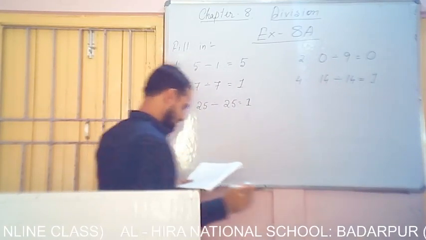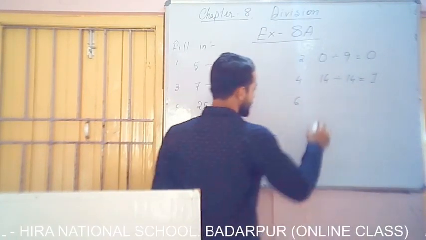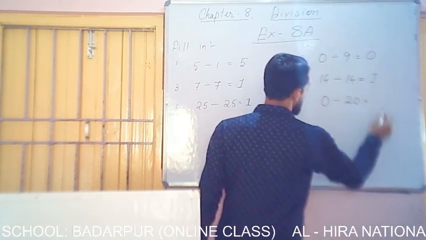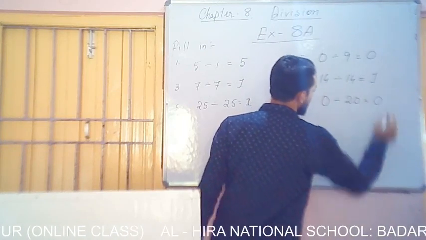So the next question is question number 6. Question number 6 is what? 0 divided by 20. So if we divide 0 by 20, we'll get what? We'll get 0.